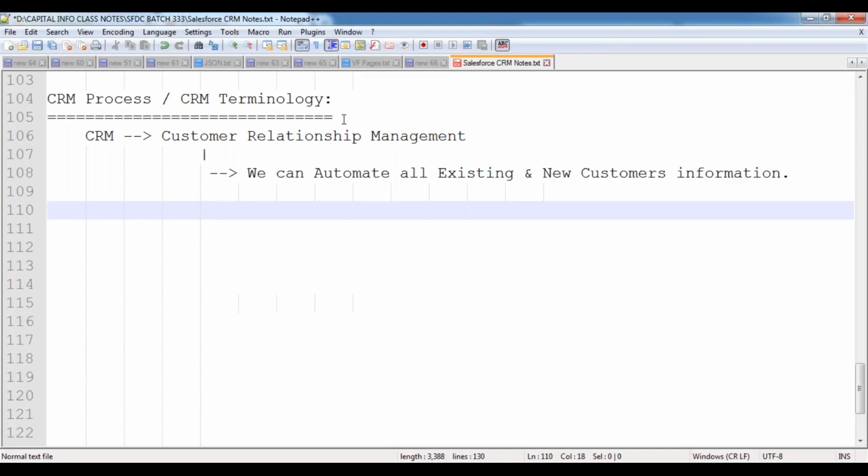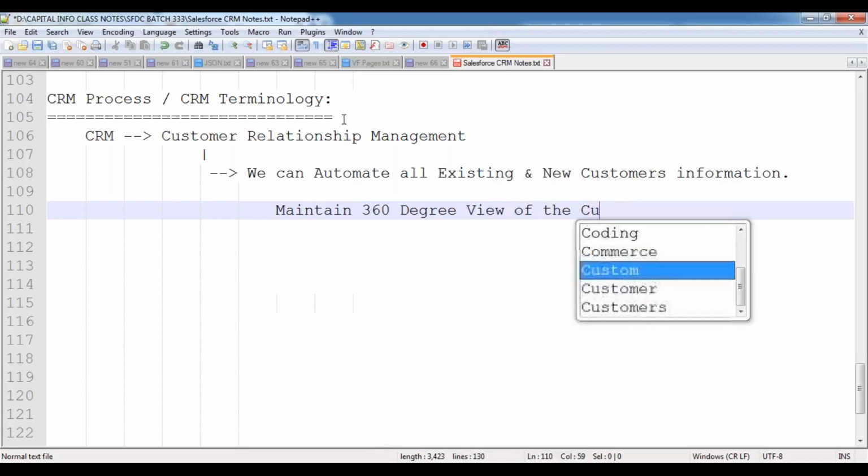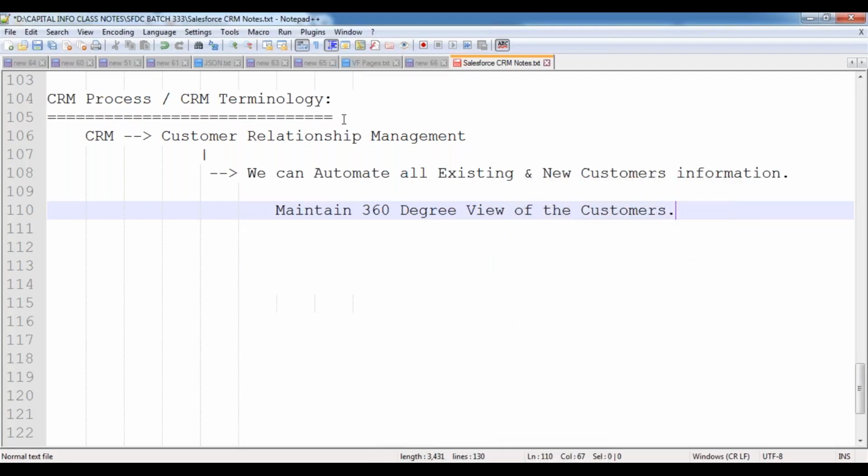So a CRM application provides a facility to track the complete history of the customers at one place. And we can maintain the 360 degree view of the customers at one place. Then what do you mean by 360 degree view? 360 degree view means what?